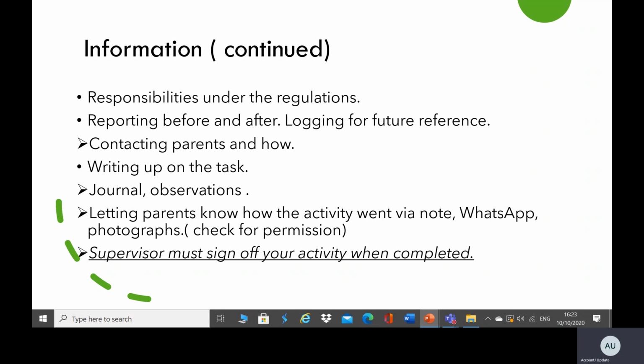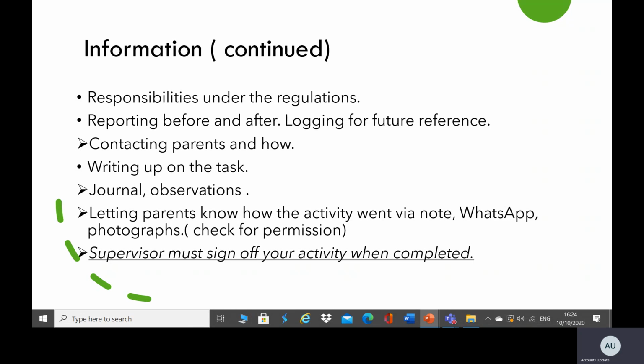Now, some centres like to tell parents ahead of time what they're planning to do and what their plan for the week is. You might ask your manager if you could contact the parents using whatever method of communication your centre uses to communicate with parents. And then afterwards, writing up on the task would be the same as reporting before and after, but you could also use the writing up on the task as an entry for your journal.